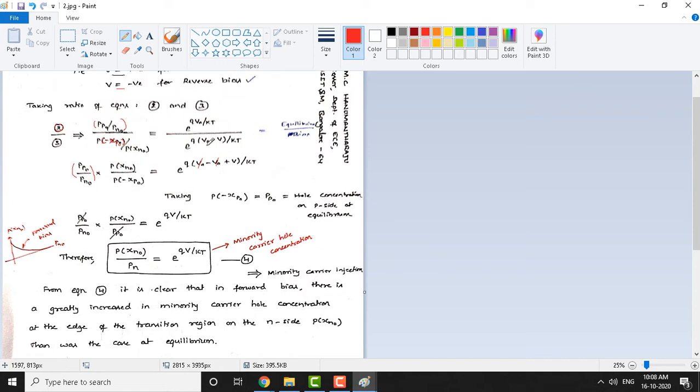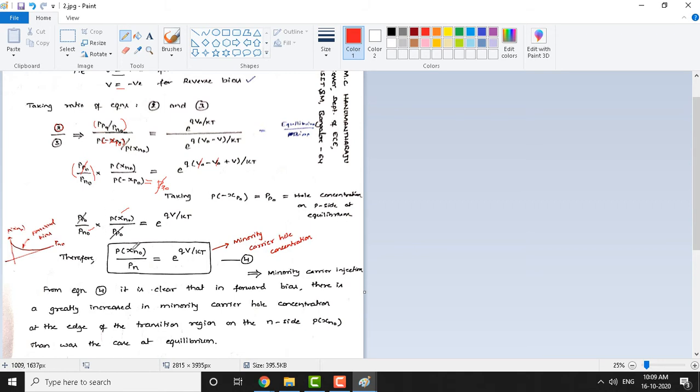Fine. So if you look at this equation, we have cancelled here, and you can also write this P(-xp0) as Pp0, that is the hole concentration on the p side at equilibrium. So if you substitute that, this Pp0 cancels with this Pp0, and you are left with P(xn0) by Pn. It is not Pn0, it is just Pn, you can also write.